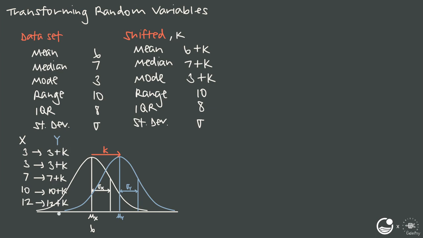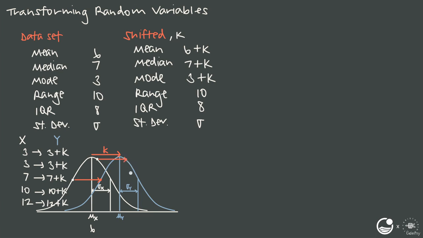And so practically, that means that every value in our original data set, if we think about maybe a data point here, maybe that's the value 3 in the original data set, maybe we have a data point here of 7, then when we add k to that value, we're going to shift over to the corresponding value 3 plus k right here in the new data set. We're going to shift over a distance of k to this new value in the new data set.